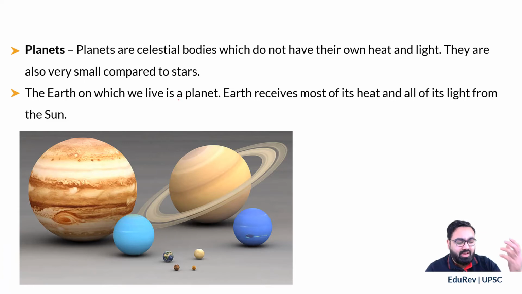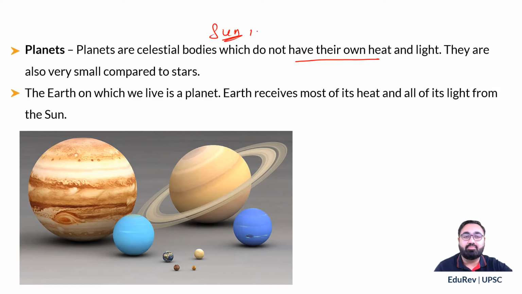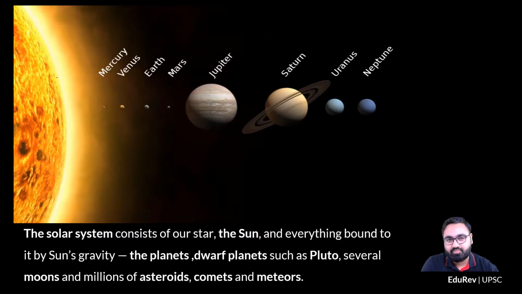Now, apart from that, in the solar system, we are also fascinated by the 8 planets that we have. These are celestial bodies which don't have their own heat or light. As we said earlier as well, Earth is provided heat and light by the sun. These planets are very, very small as compared to stars such as the sun. The Earth is a planet on which we live. It receives most of its light and its heat from the sun itself.